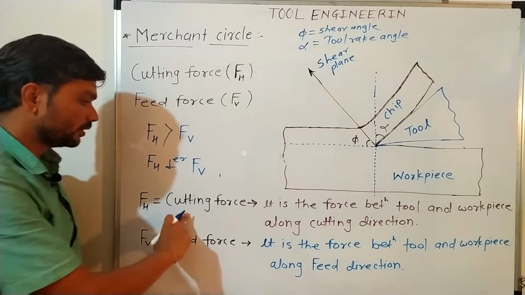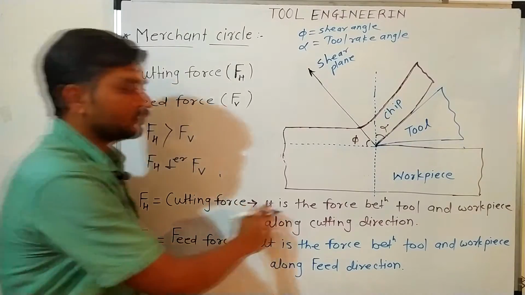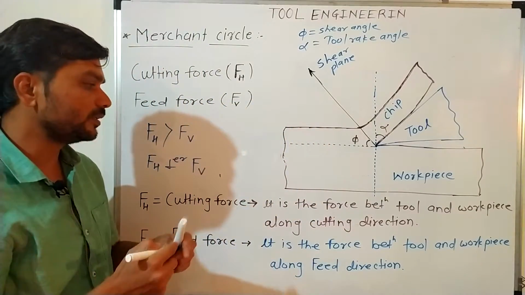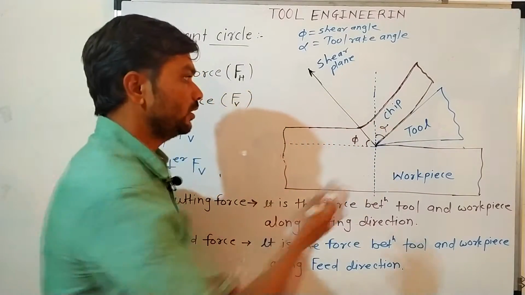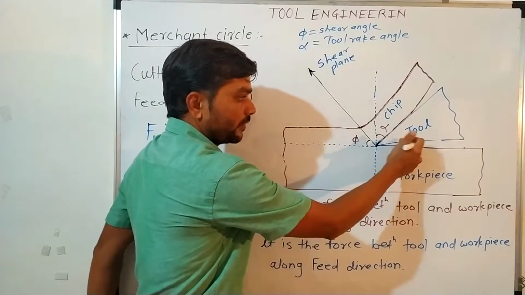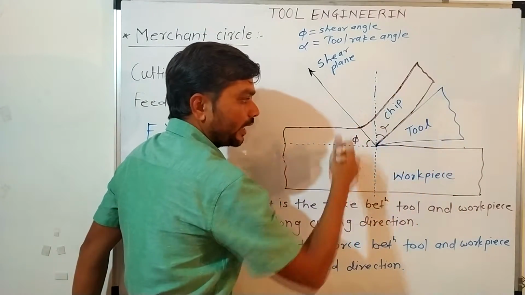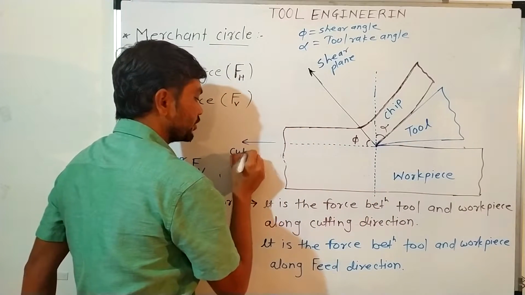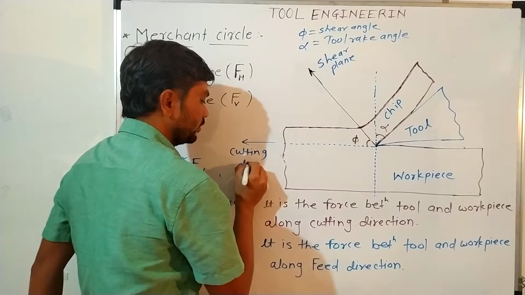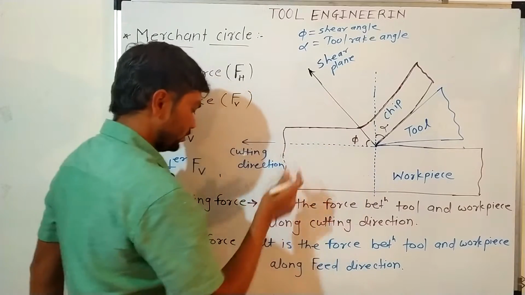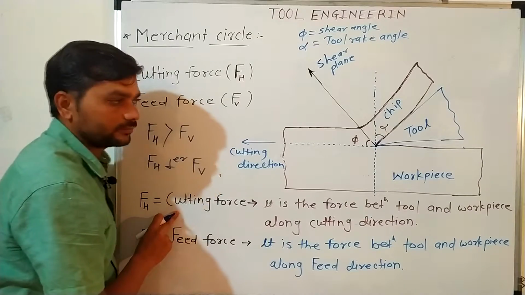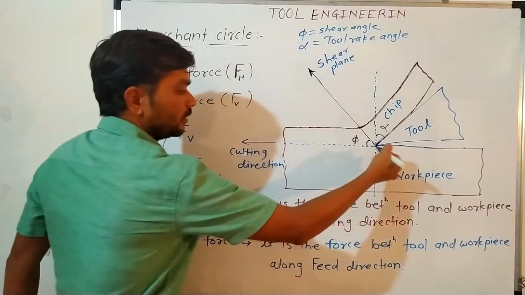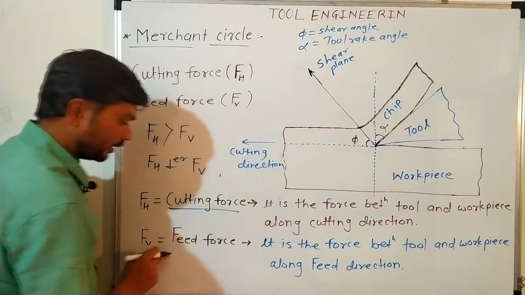Let us discuss the cutting force first. Cutting force means what? It is the force between the tool and the workpiece along the cutting direction. Here we have a tool, and this tool acts with force over the workpiece in this direction. This is our cutting direction, and in the cutting direction the cutting force is acting. In this direction we have cutting force, and then we have feed force.